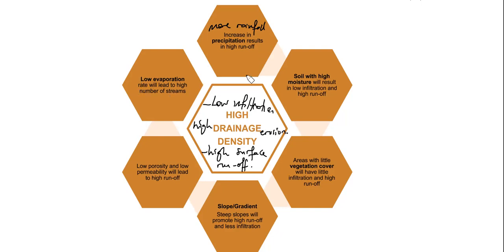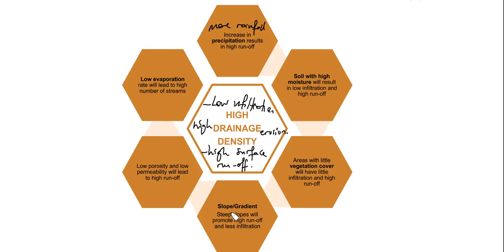So here it's associated with high erosion or increased erosion. Now, low evaporation means we are also forming more streams. We are losing less water. Then low porosity and low permeability: if the surface does not absorb water, what happens? We have more runoff taking place.